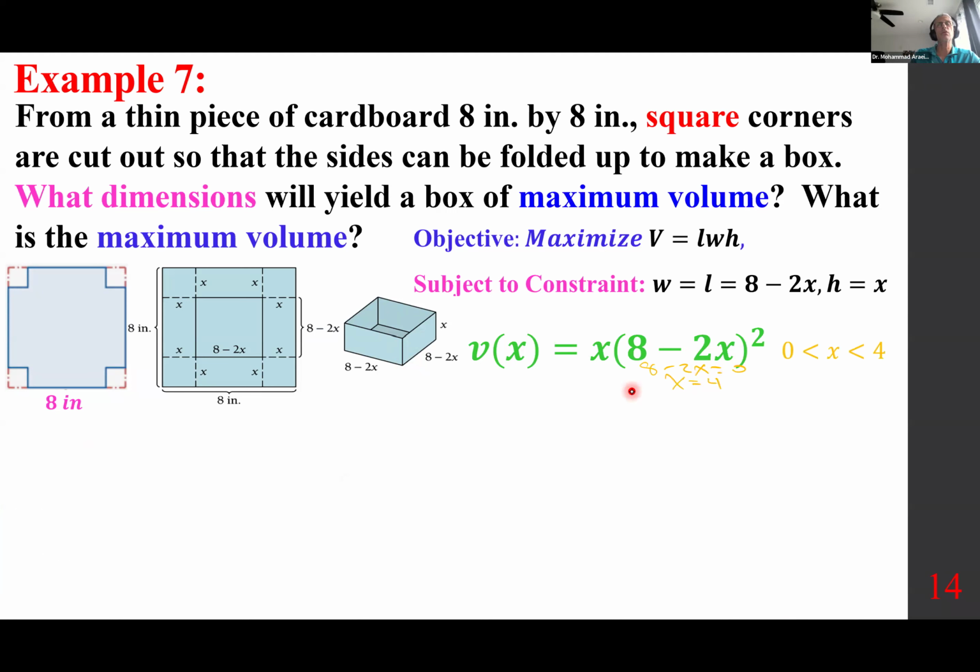Why is it larger than 0? Because you're cutting something. Otherwise, you're not cutting anything, and you're not creating a box. Ultimately, it becomes a dimension. So X is between 0 and 4. And that's important. Now, to work on this, first we're going to square this term. 8 squared is 64. 2 times the product of the two is minus 32x, plus 4x squared.